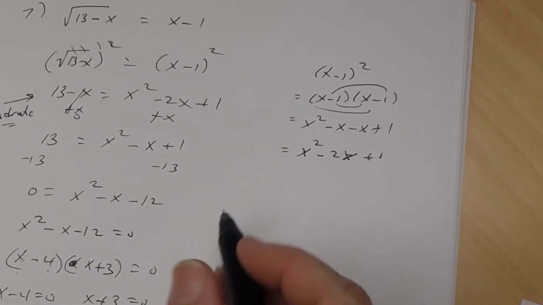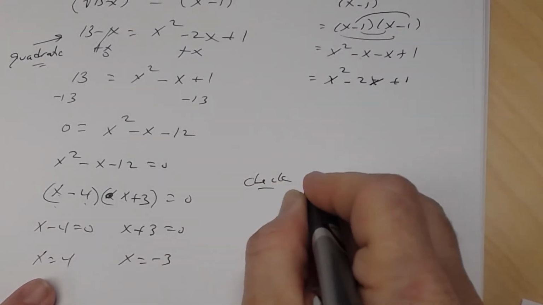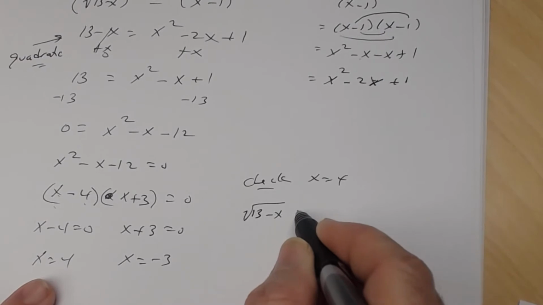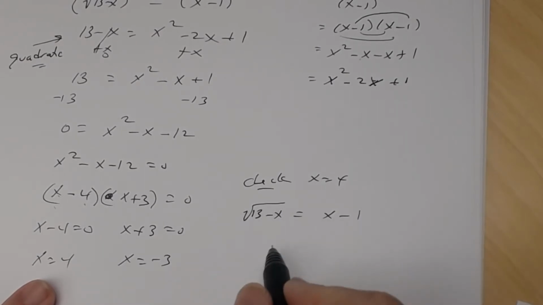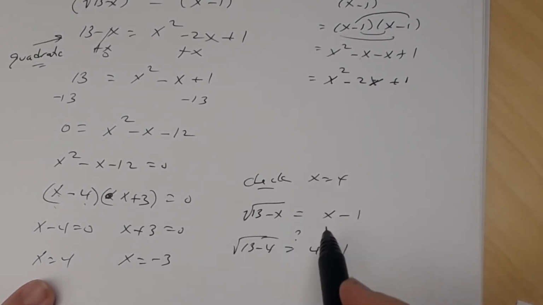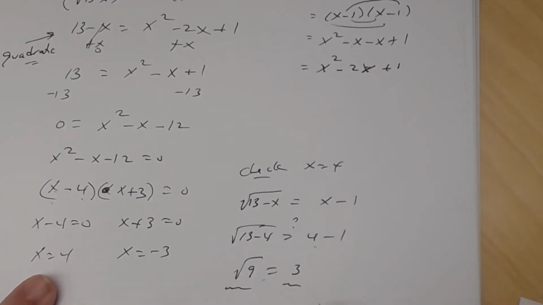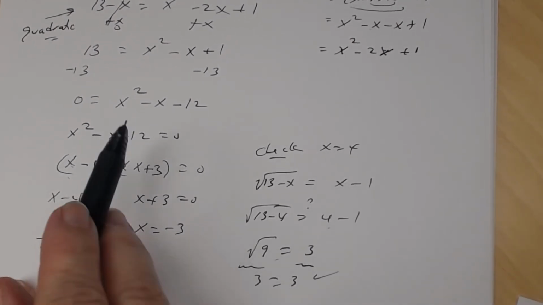All right, so let's check each one. Let's check x equal 4 first. You have to check both of them now. So go back to the original. I'm going to write the original over. Here's my original: the square root of 13 minus x equals x minus 1. Wherever we see the variable x, I'm going to substitute 4. So I get the square root of 13 minus 4, and I want to see if that's going to equal 4 minus 1. That's a question. Well, 13 minus 4 is 9, so the square root of 9. 4 minus 1 is 3, and the question is, is this side equal to this side? The answer is yes, because 3 does equal 3. So this proposed solution is a solution to the original.